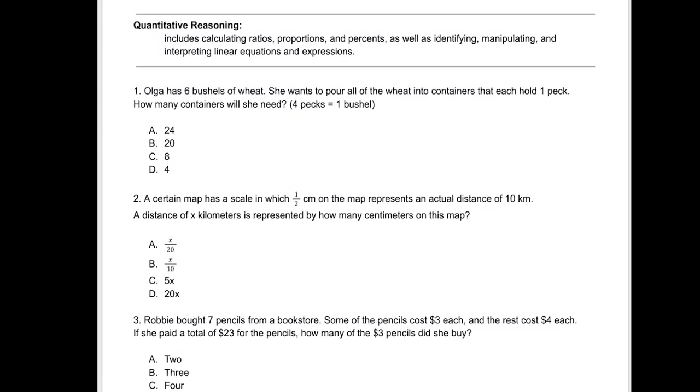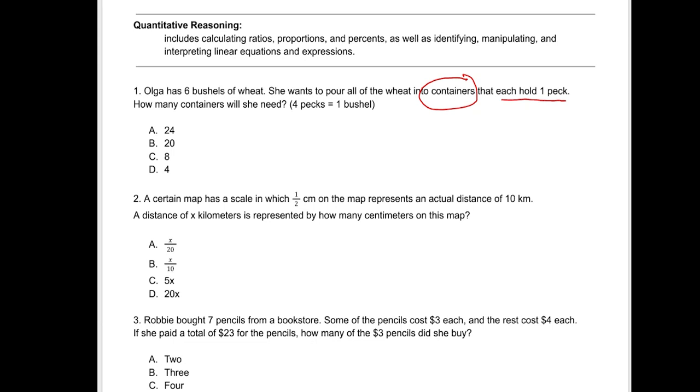Number 1 says, Olga has 6 bushels of wheat. She wants to pour all of the wheat into containers that each hold 1 peck. How many containers will she need? Now, one of the keys to getting this problem right is realizing that the containers she's pouring them into each hold 1 peck. So 1 container holds the same amount as 1 peck.